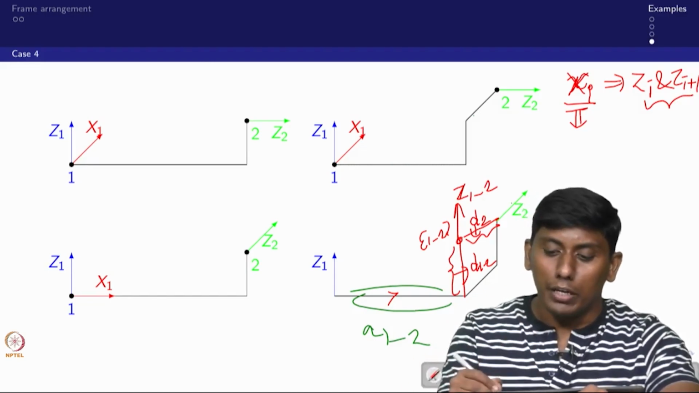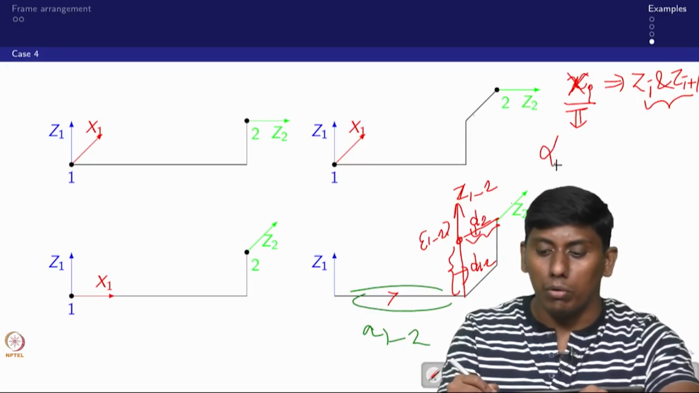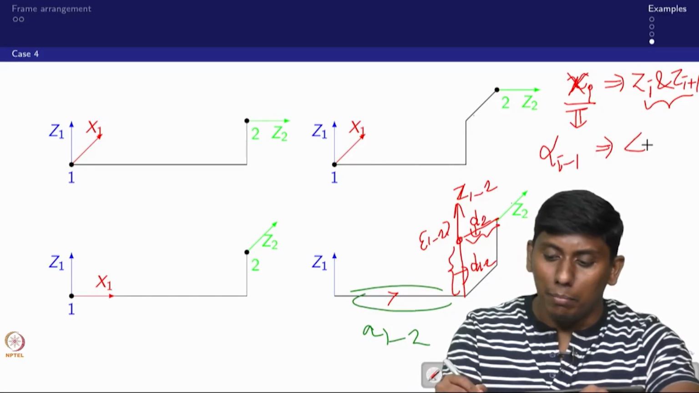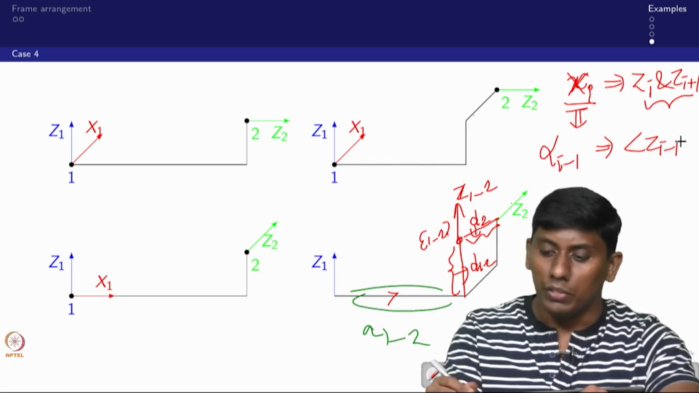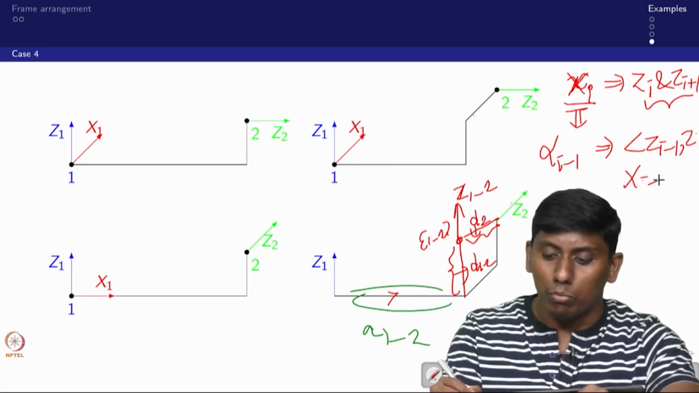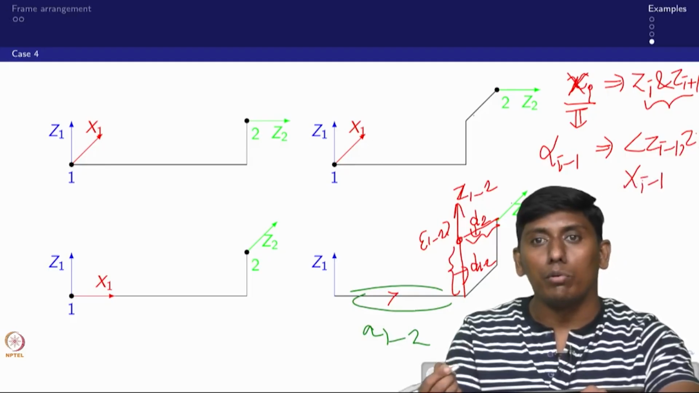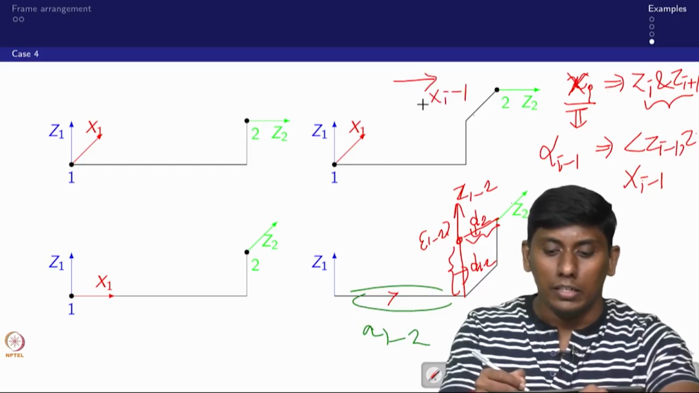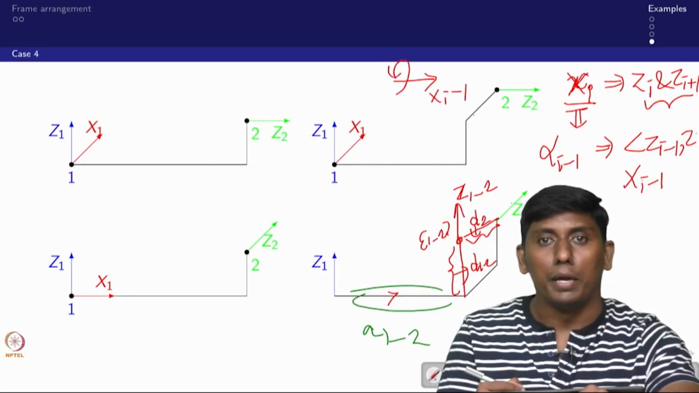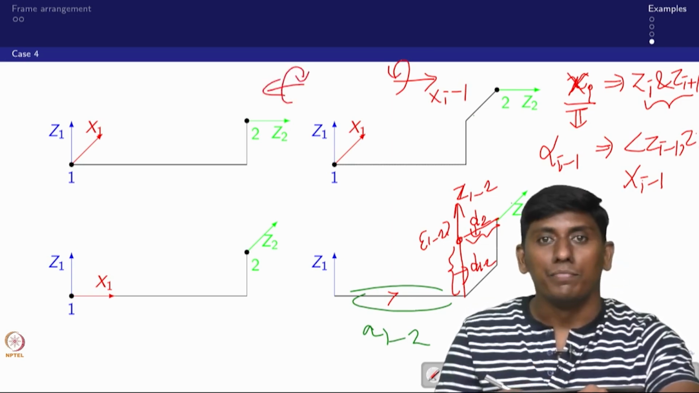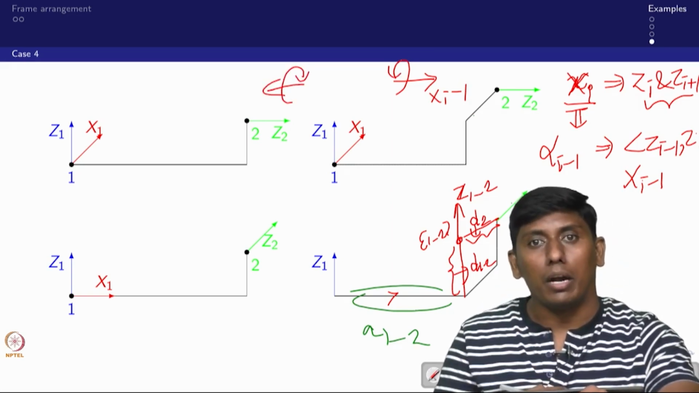Now when you write alpha i minus 1, or alpha i, you have to see the angle between zi minus 1 to zi about xi minus 1. The direction of rotation also matters. For example, this is the xi minus 1 direction, and the rotation is this way. If this is the case, the rotation is like this. That is the positive rotation you have to understand.